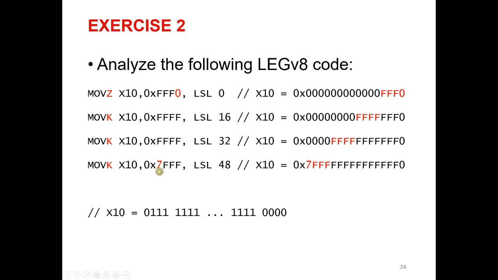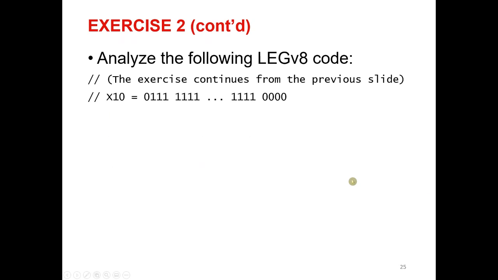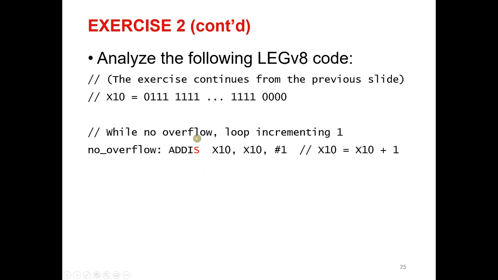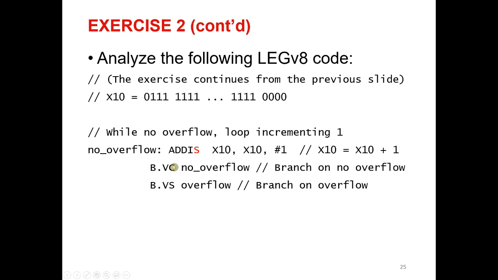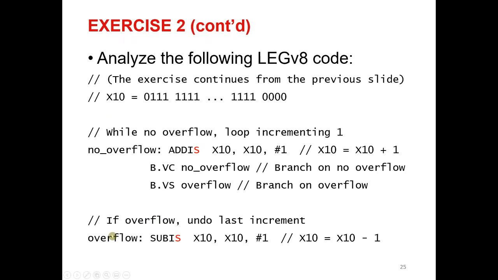Someone is asking why this is 7. Because I have decided to do so, to make the exercise more complex. So it was my decision. Having here a 7 and not an F is not for anything special. It's just for making the exercise more complex. And now, here we have this value in register 10, and what we are doing is incrementing by 1, by 1, by 1 until we have the overflow. And once we have the overflow, we go to this part of the code and we subtract 1, and by doing this, we undo the overflow. Okay.